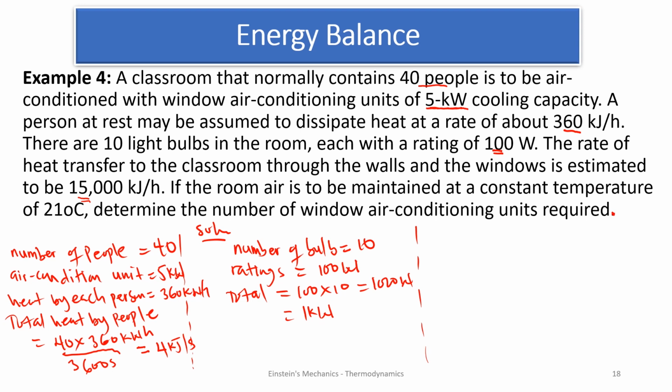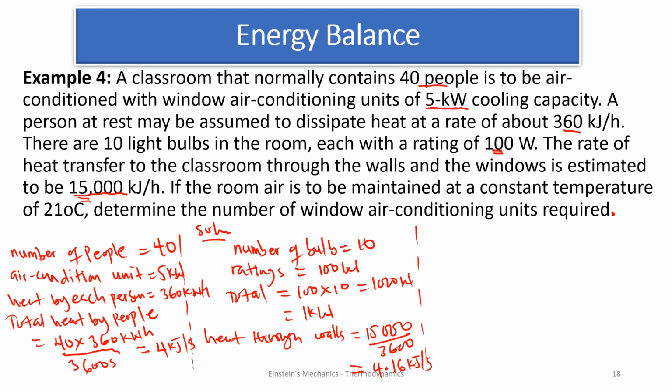Are we good? Now we are to tackle the heat transferred through the walls, which is also 15,000 kilojoule per hour. But since I'm working in watts, I have to also convert that back to kilojoule per second by dividing the 15,000 by 3,600 seconds. And that is giving me 4.16 kilojoule per second for the heat transferred through the walls.